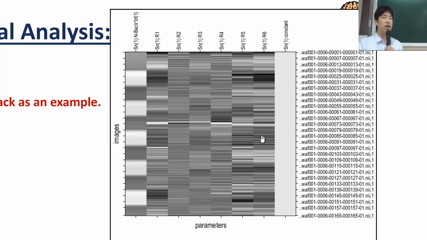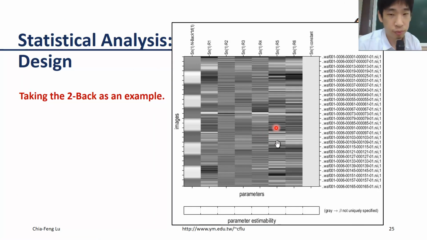Okay, so now this is the full GLM model that you are going to use to estimate the beta value for each regressor. And you can see there is a horizontal bar right there.